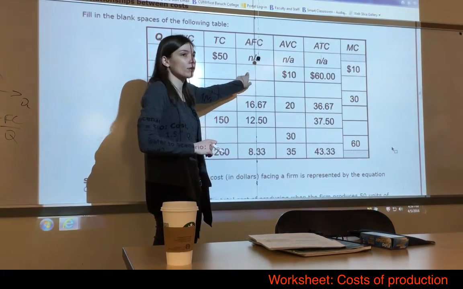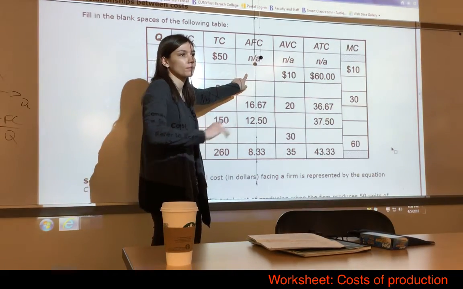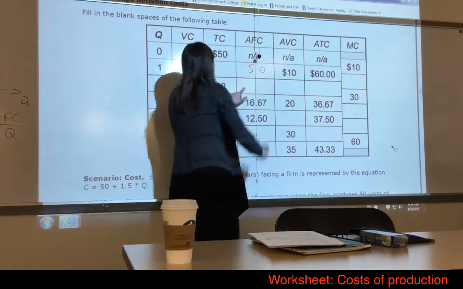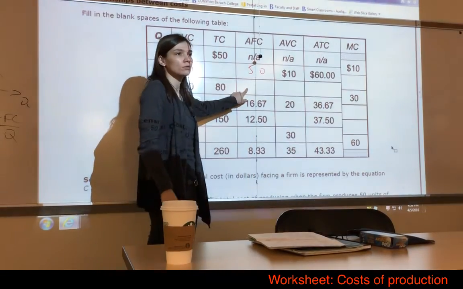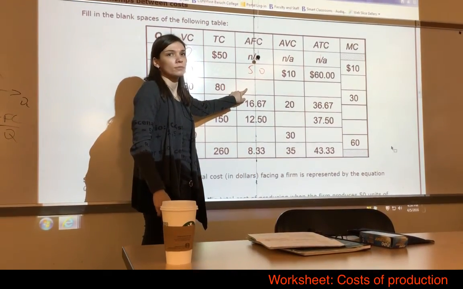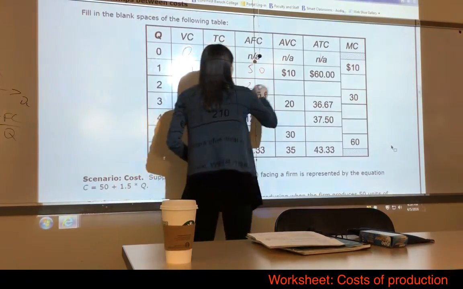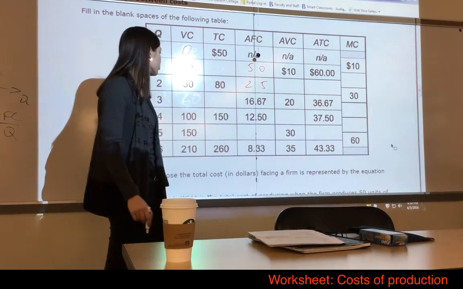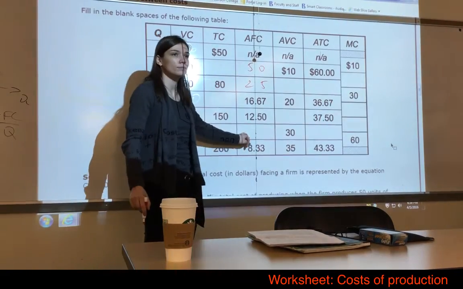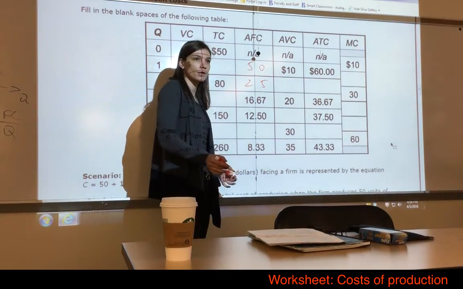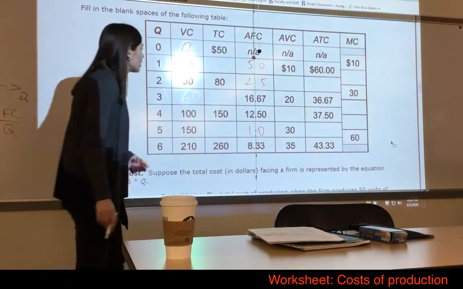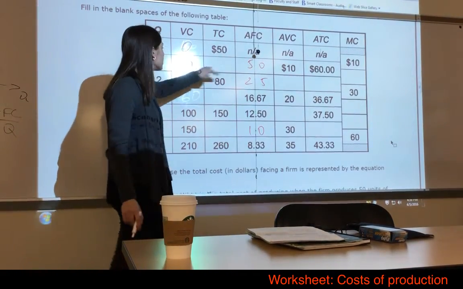At a quantity of 1, what is average fixed cost? 50, just 50 divided by 1. At a quantity of 2, what is average fixed cost? 25, 50 divided by 2. By 3 is 16.67, by 4 is 12.5, and by 5? 10. Are you all following? Okay. That was easy. Alright, so that's done.